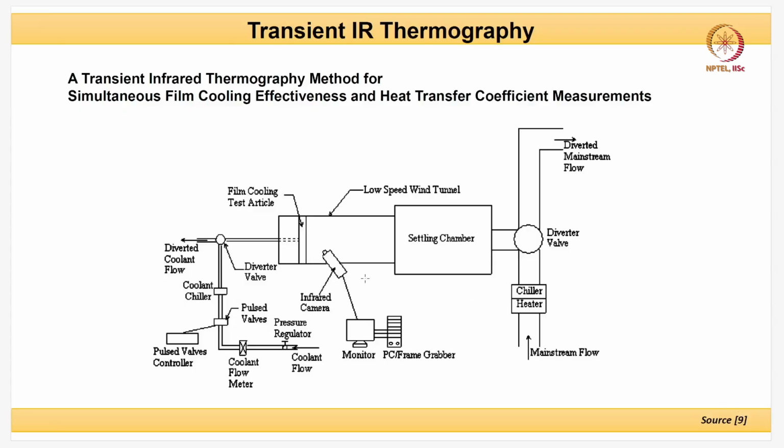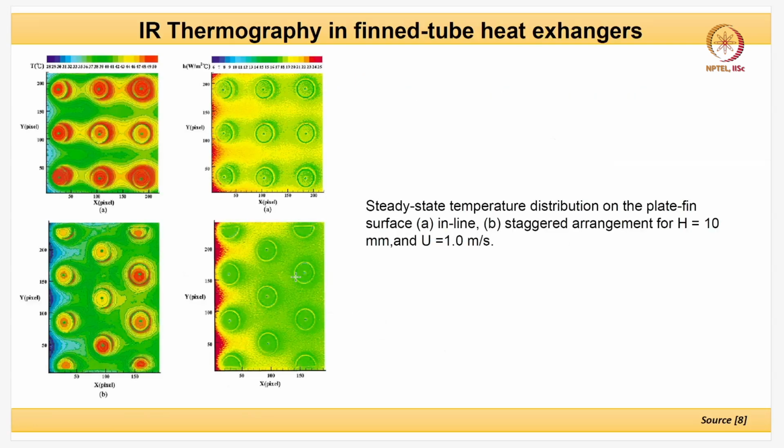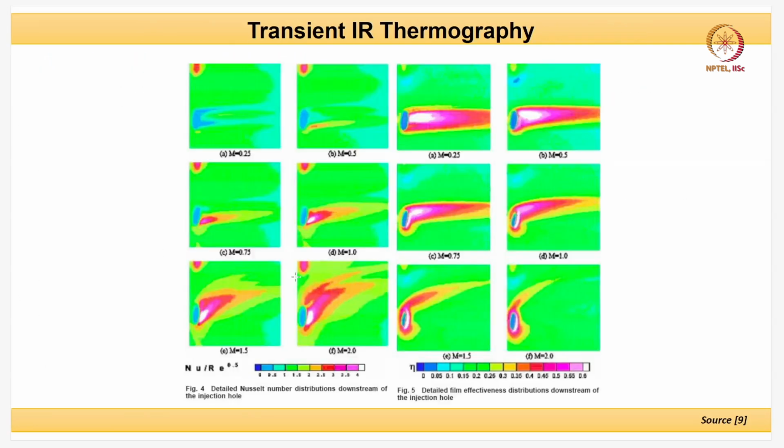This is from source 9. Once again, this is a film measurement. So we have shown droplet, we have shown pinned fins. We are also now showing that if you do it in a low speed wind tunnel, the film thickness is actually very important. Okay, and this is what the corresponding results look like.